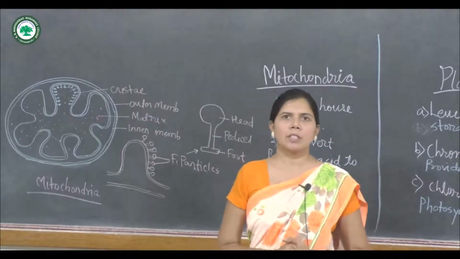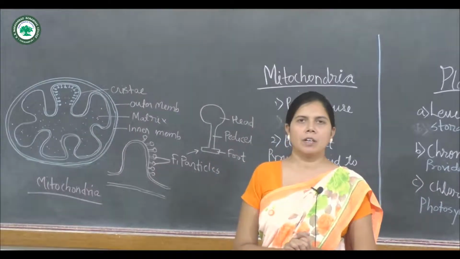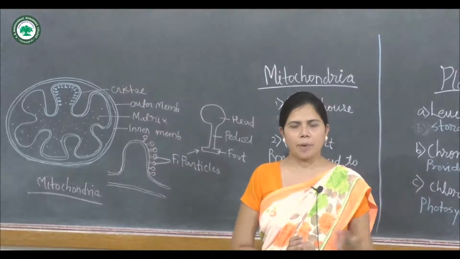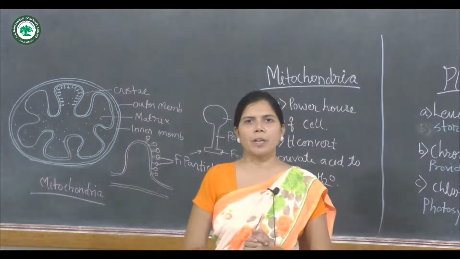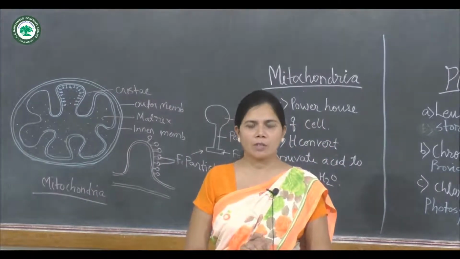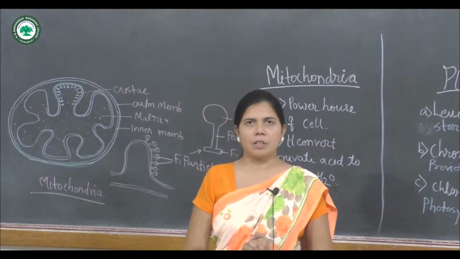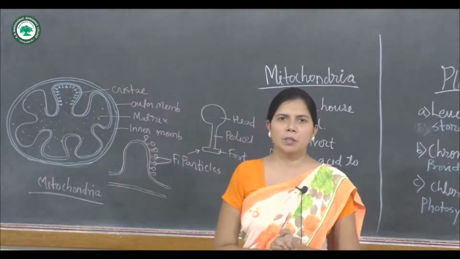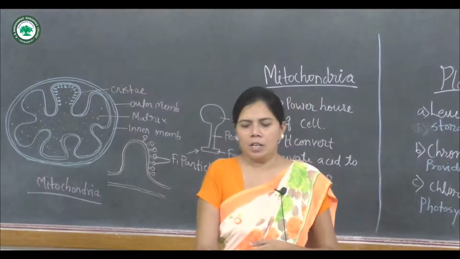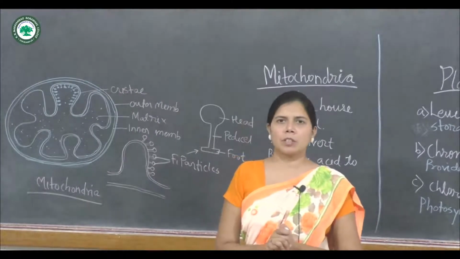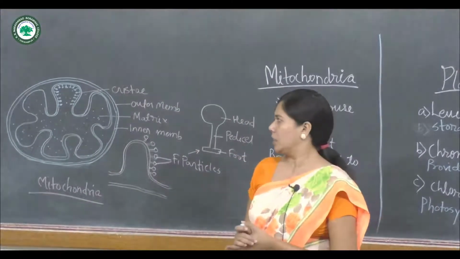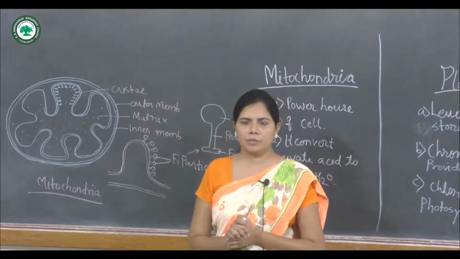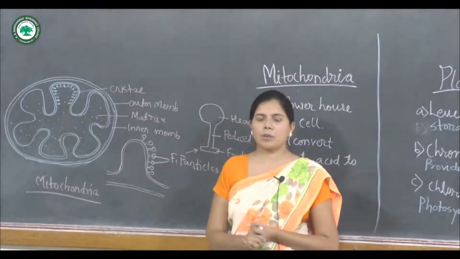Today we are going to discuss the topic mitochondria and plastid. This topic is from the chapter Cell Structure and its Organization from 11th biology. First we discuss mitochondria.